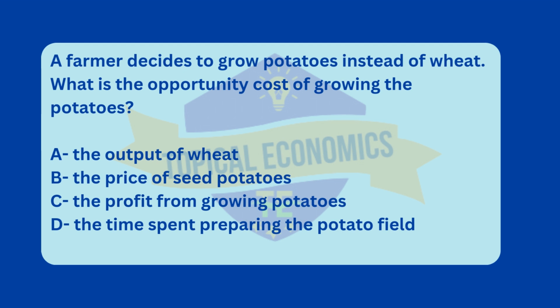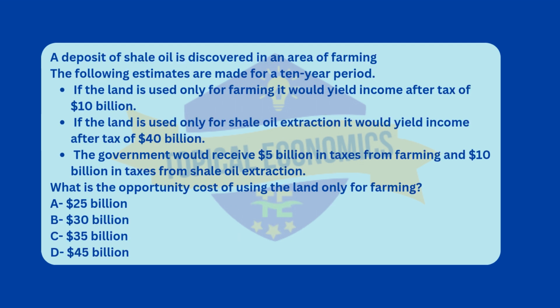The opportunity cost is about what the farmer could have done instead of growing potatoes, e.g., producing wheat. The time spent is a resource used in the process, but the opportunity cost focuses on the foregone alternative use of that resource. Moving to the 9th question.